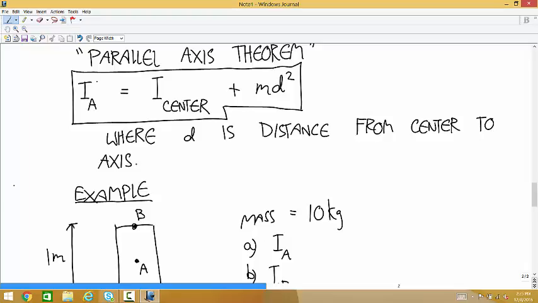Mass can only be positive, and anything squared can only be positive. So the smallest moment of inertia for any body is when the axis is at the center.